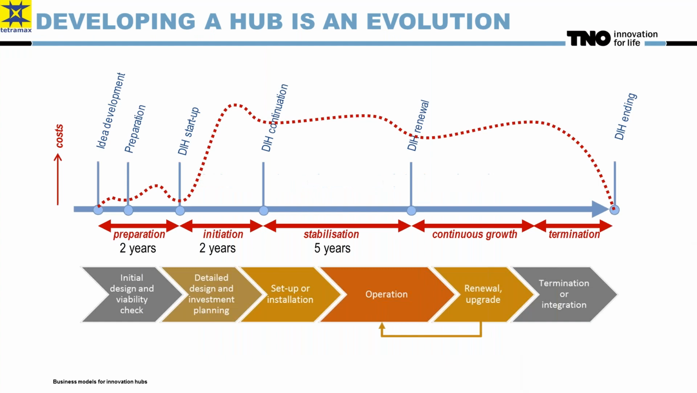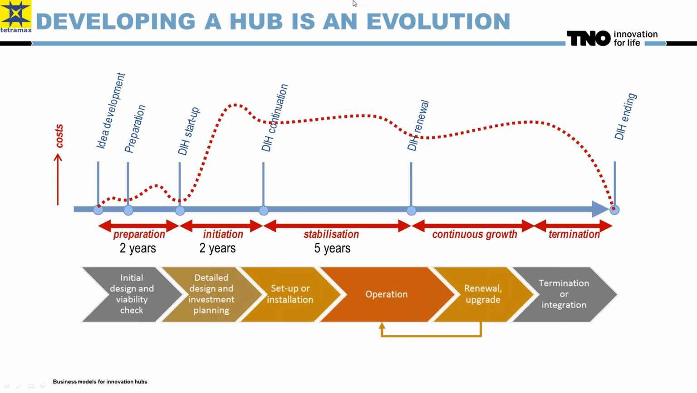Some other thoughts. One of the things that I need to tell you is, if you look at a Digital Innovation Hub or an Innovation Hub, it has different stages through which it will go. The first stage is the preparation stage. It can take up to 2 years. It can take up 100,000 millions of euros to have it developed. And if you start, then there's a bump in the costs in the initial phase, and it will go to stabilization. After some time, it will need some renewal of investments, and then you get a continuous growth.